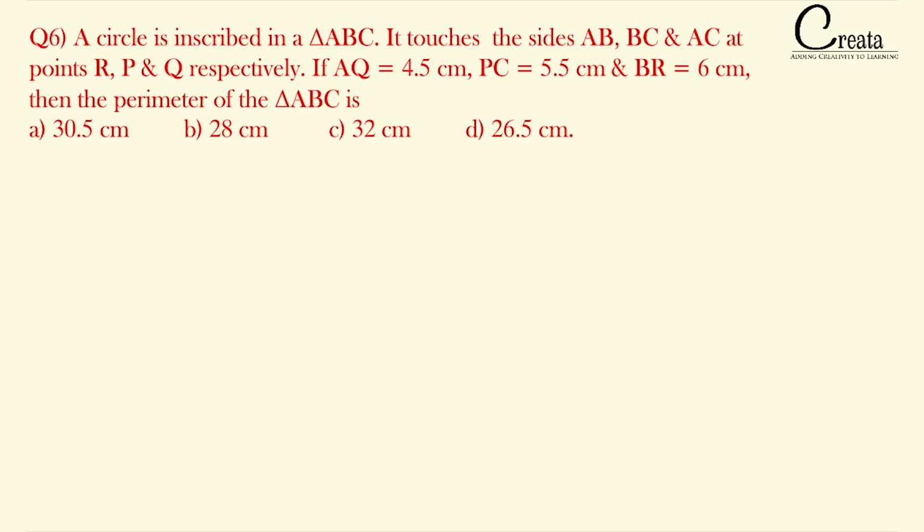A circle is inscribed in a triangle ABC. It touches the sides AB, BC and AC at the points R, P and Q respectively. If AQ is equal to 4.5 cm, PC is equal to 5.5 cm and BR is equal to 6 cm, then the perimeter of the triangle is, four choices are given. A is 30.5 cm, B is 28, C is 32 and D is 26.5.